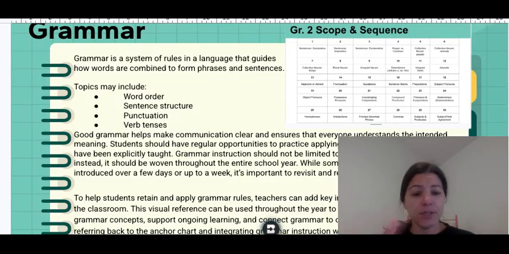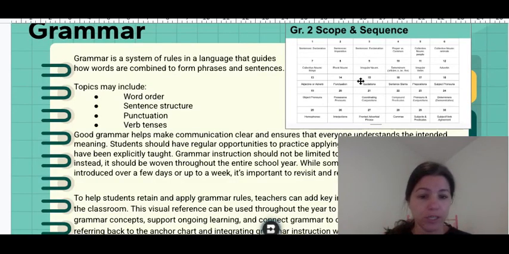And as you can see here, this is a grammar scope and sequence for grade 2. If you go onto my website, you can access free grammar slides for grades K through 5. And there are digital slides that go along with each of the different concepts and skills.